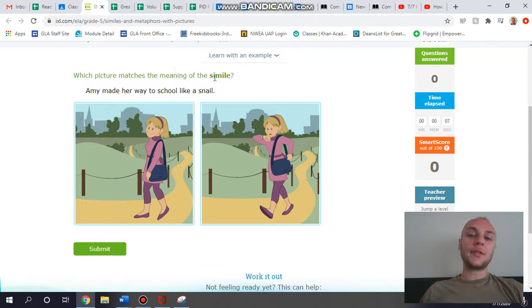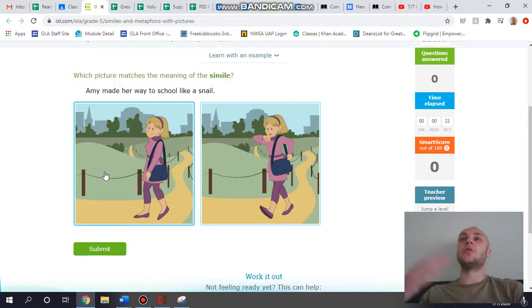Which picture matches the meaning of the simile? Amy made her way to school like a snail. This one, she looks like she's going really quickly. This one, she looks like she's going really slow. If you were a snail, would you go fast or would you go slow? I've seen snails and they go really slow. So I'm going to go with this one.